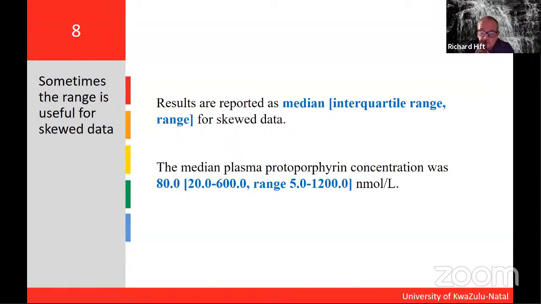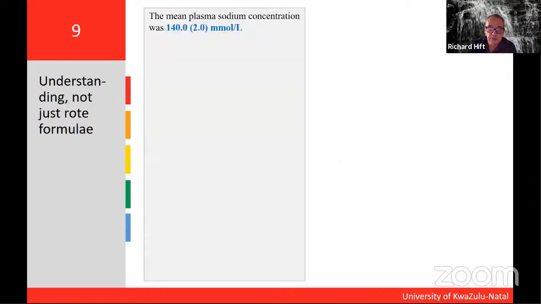The other thing just to notice here is that we've put the units right at the end because they apply to the 80 and the 20 and the 600 and the 5 and the 1200. So effectively, we've moved the units right to the end, so it covers all of them. We don't have to say 80 nanomoles per liter, brackets 20 nanomoles per liter to 600 nanomoles per liter, etc. We can put it once. I prefer to have it at the end rather than next to the 80, because as I said, it really does apply to all the other numbers as well.